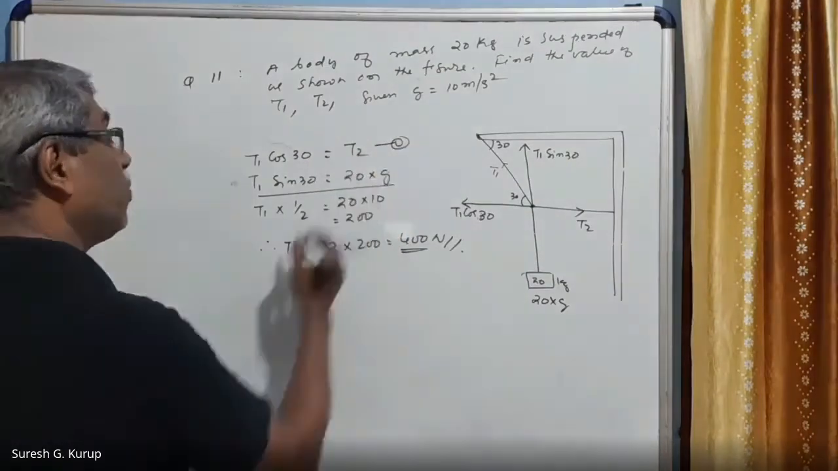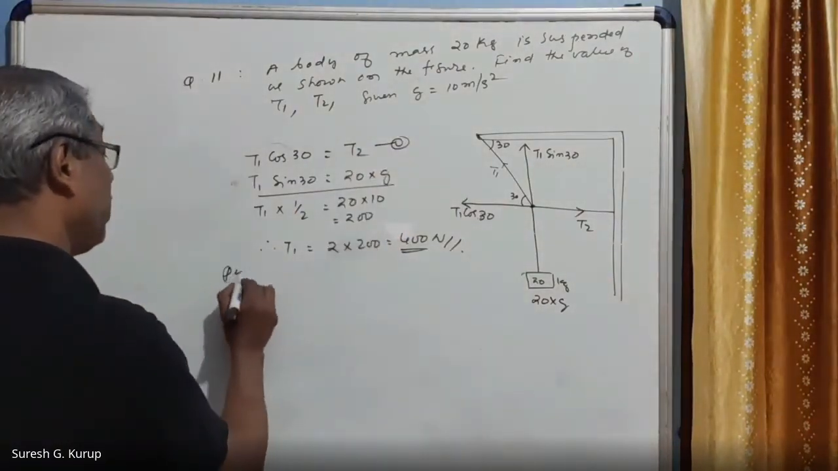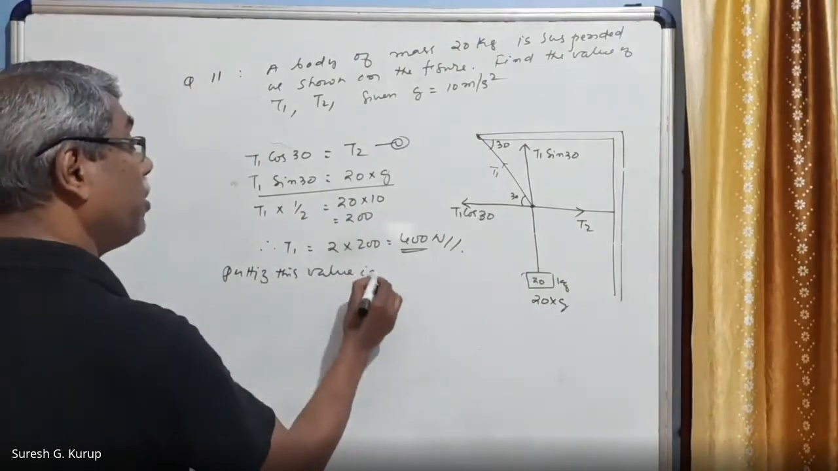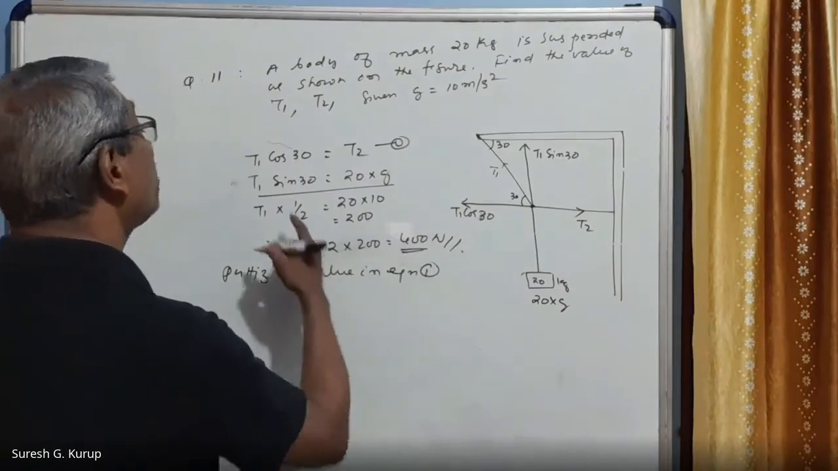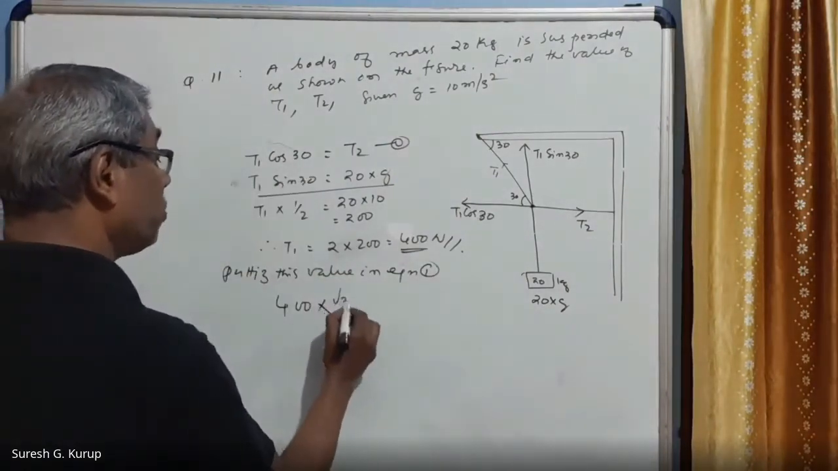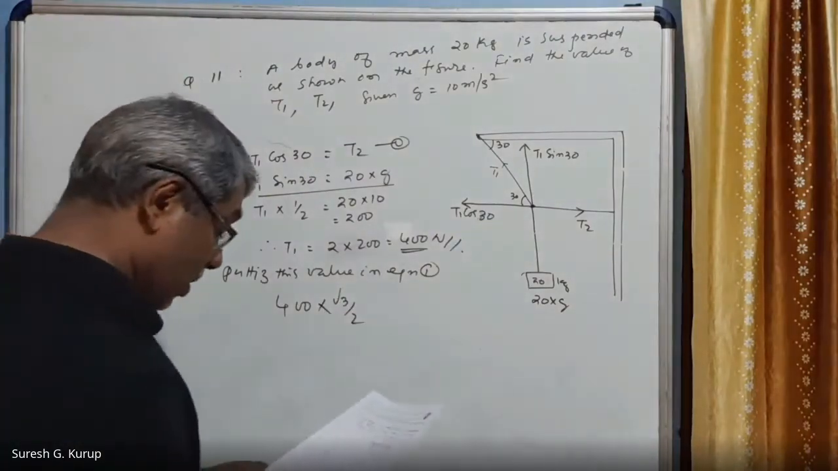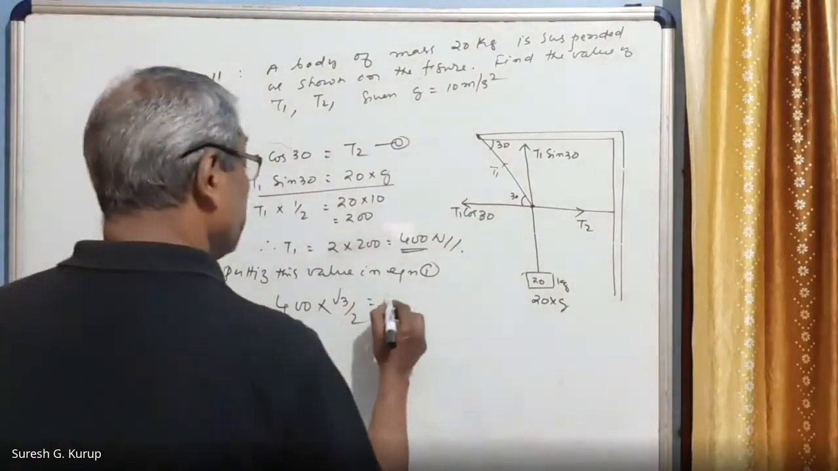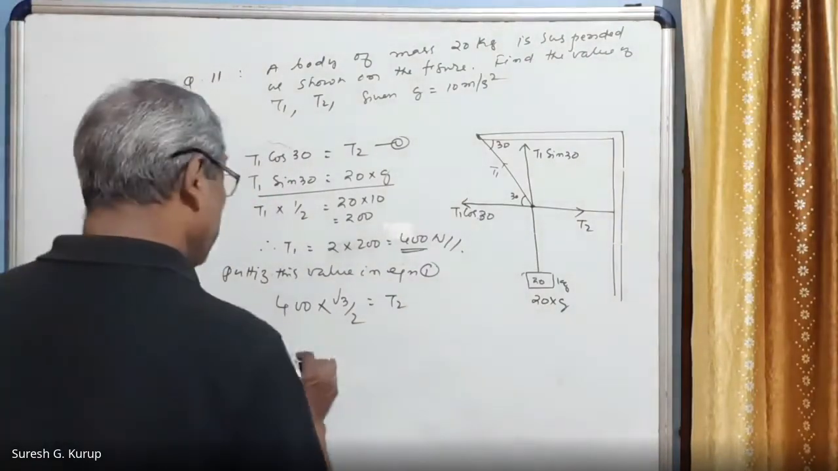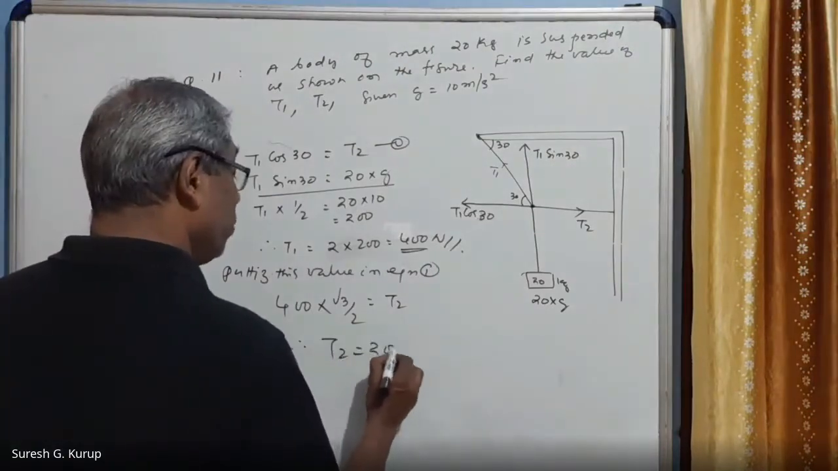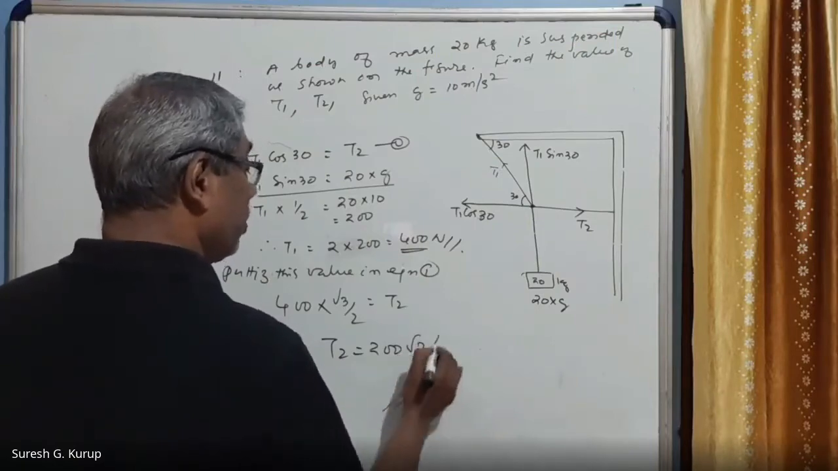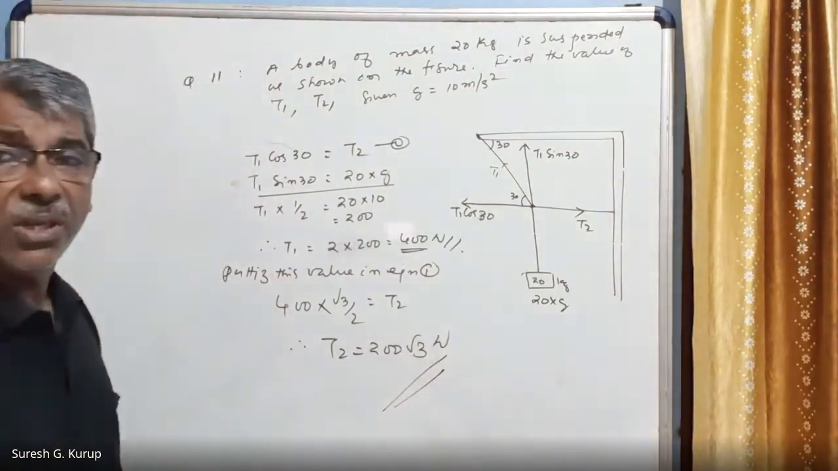Putting this value in equation 1, we will get T2 equal to 400 into cos 30. Cos 30 is root 3 by 2. That is equal to 200 root 3. Therefore, T2 is equal to 200 root 3 Newton. So these are simple questions.